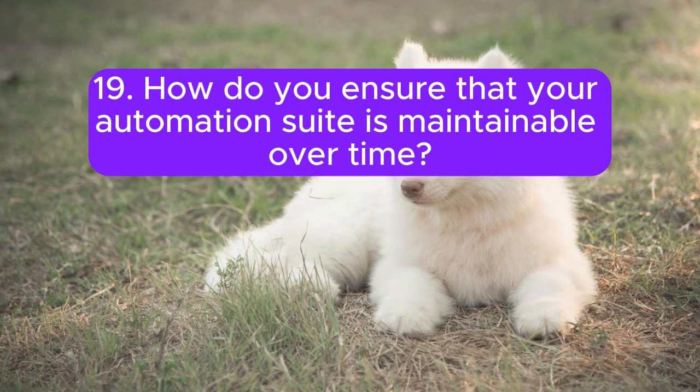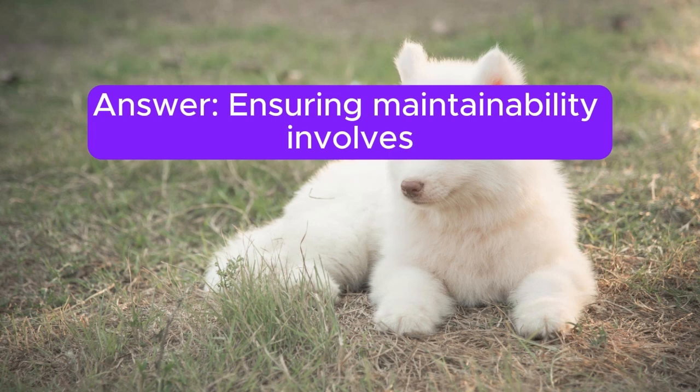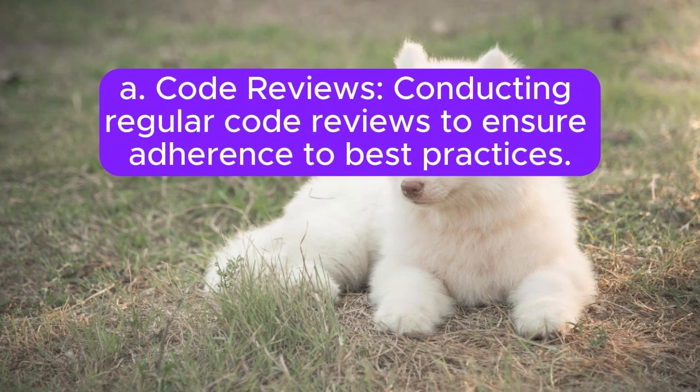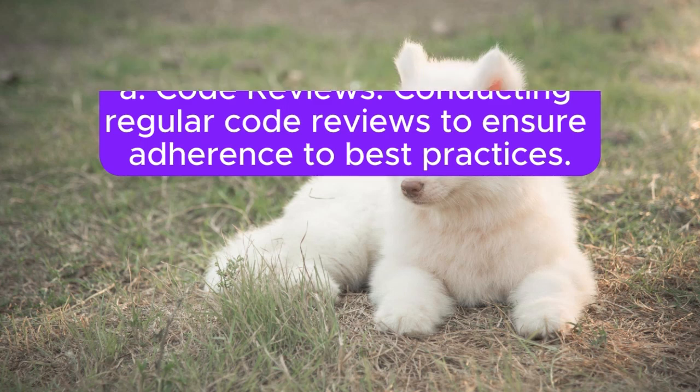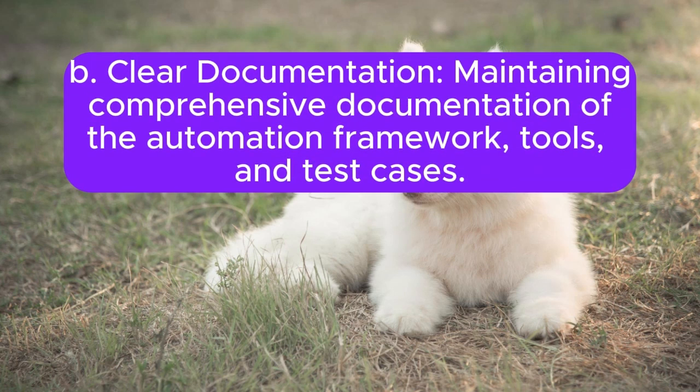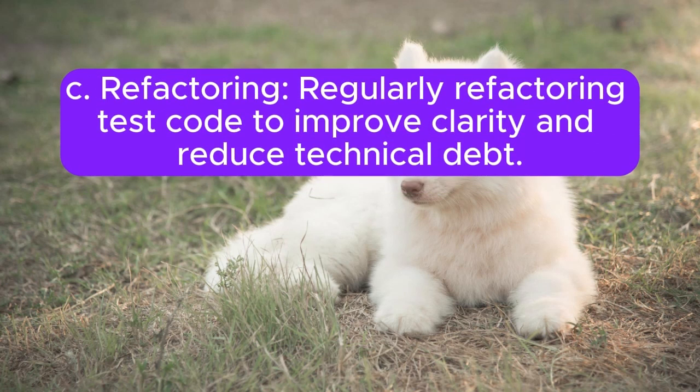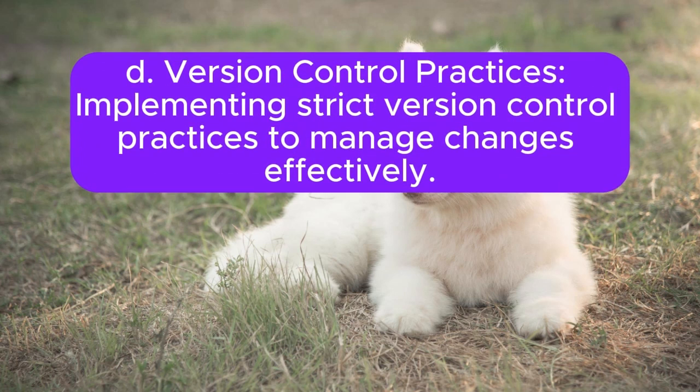19. How do you ensure that your automation suite is maintainable over time? Answer. Ensuring maintainability involves A. Code reviews, conducting regular code reviews to ensure adherence to best practices. B. Clear documentation, maintaining comprehensive documentation of the automation framework, tools, and test cases. C. Refactoring, regularly refactoring test code to improve clarity and reduce technical debt. D. Version control practices, implementing strict version control practices to manage changes effectively.